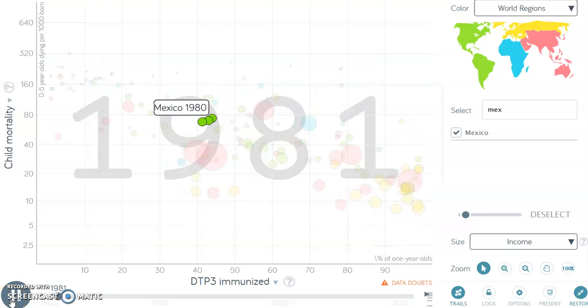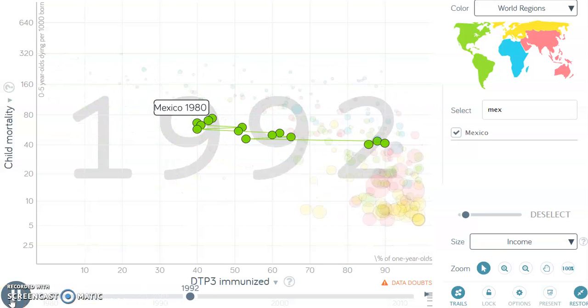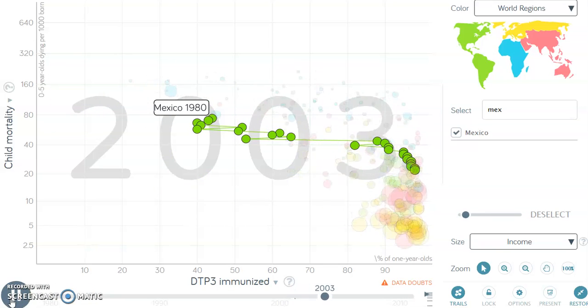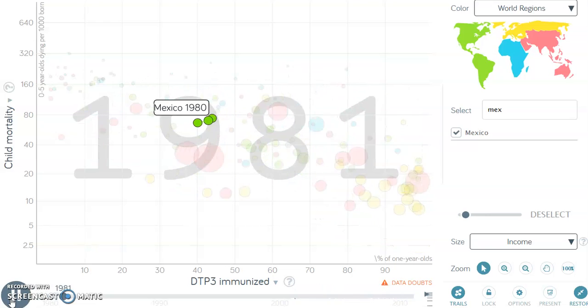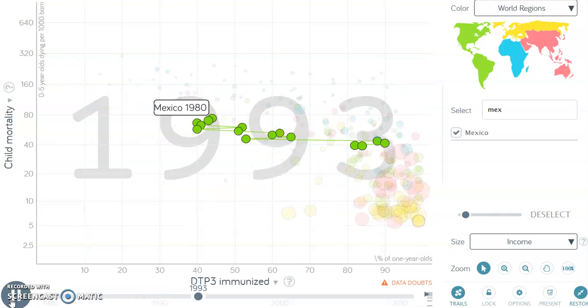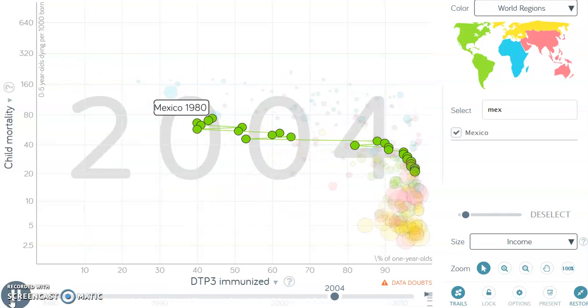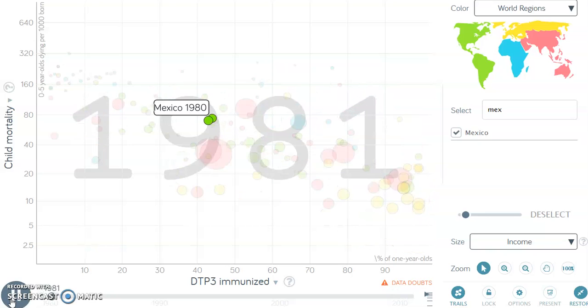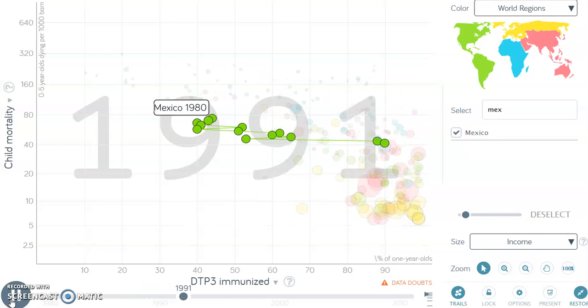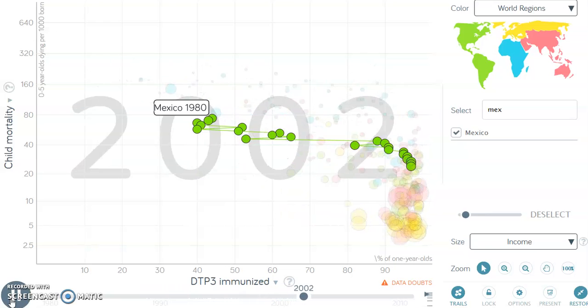We can look at Mexico, where we see a rapid, if erratic, increase in immunizations throughout the 1980s, with rates in the 90% range by about 1990, and there's a steady decrease in childhood mortality along the course of those 30 years.